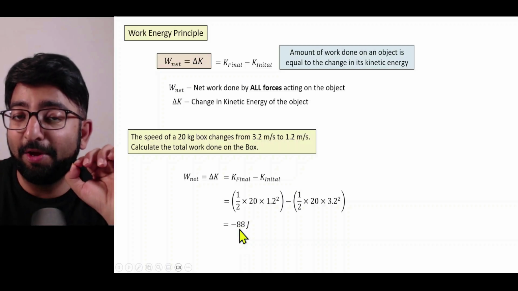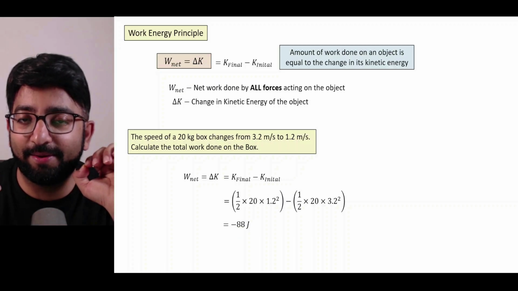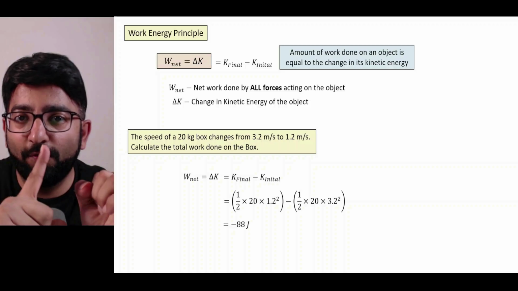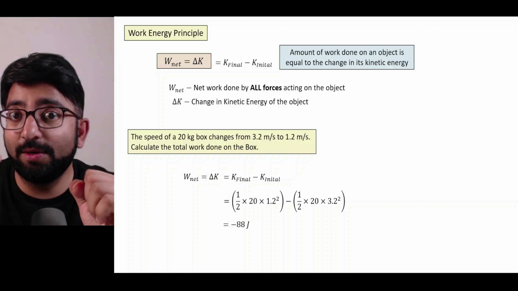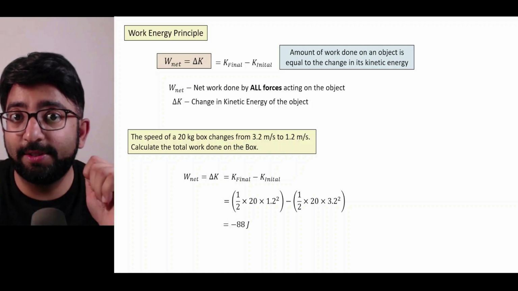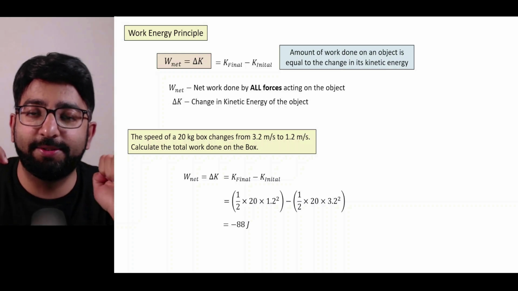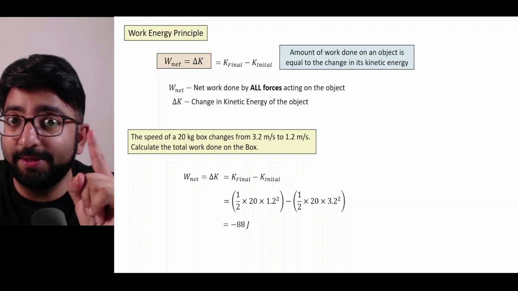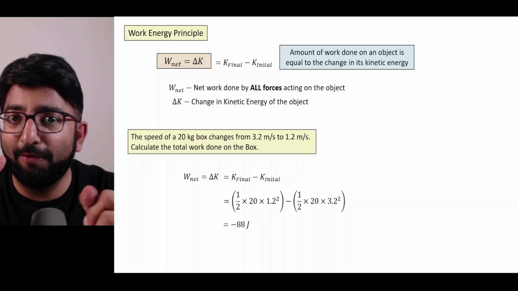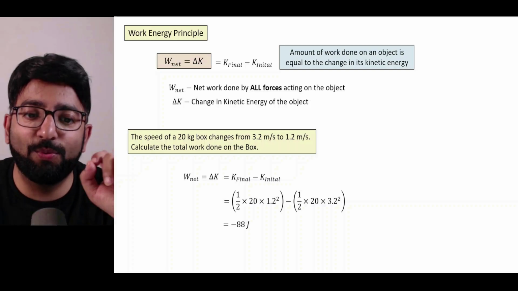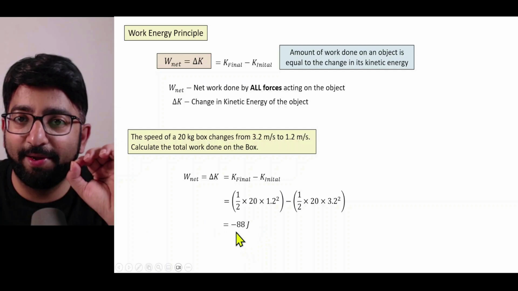Now, why is it negative? Because the force is decelerating. So even though, let's say the object is moving to the right hand side, it is continuously decelerating, which means the force is being applied in the opposite direction. And since the directions are opposite, theta will be 180, cos 180 was negative 1, and that is why this work done is negative 88 joules.